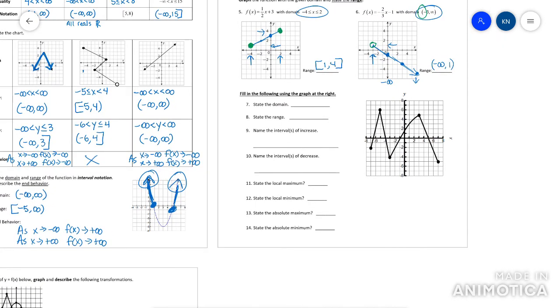The graph on the right, state the domain. How far left it goes would be here at negative 7. How far right it goes would be here at positive 7. So it's negative 7 to positive 7. And they have closed circles on both ends. So it's brackets on both.